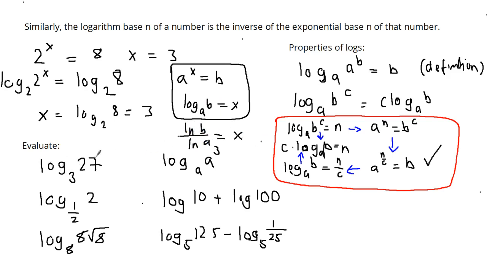So evaluate log base 3 of 27. What's 27? 27 is 3 cubed. So log base 3 of 3 cubed is 3. Log base a of a cubed is 3, because a to the x is equal to b. So a cubed is equal to b. So log base a of a cubed is equal to 3, right?